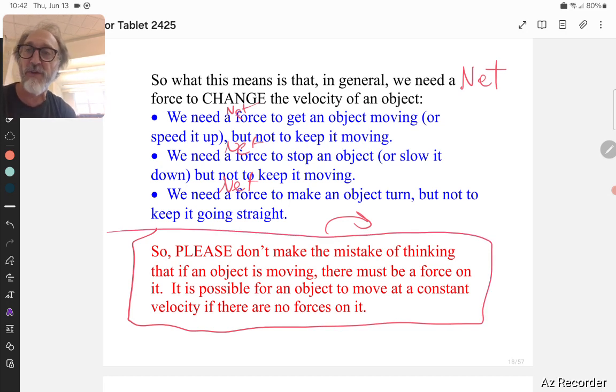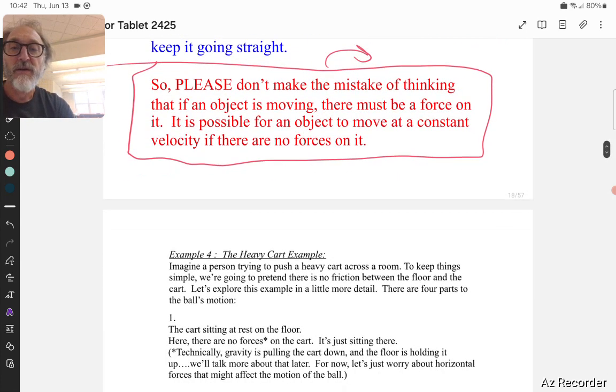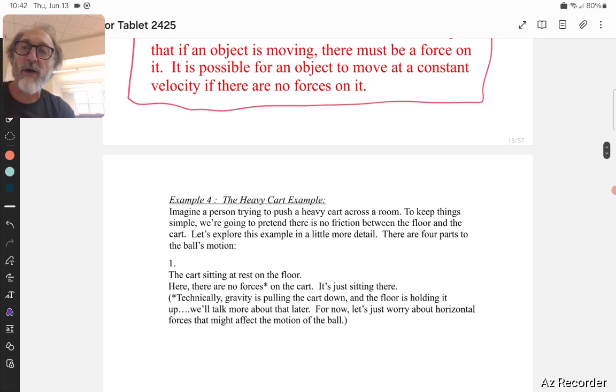Okay? So please, this is huge, please don't make the mistake of thinking that because an object is moving, there has to be a force on it. That is not the case. You can have an object moving with no forces on it. All right, you need a force to get it moving, but once it's moving, you don't need a net force to keep it moving.